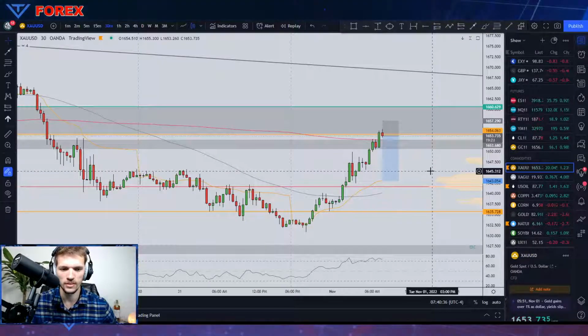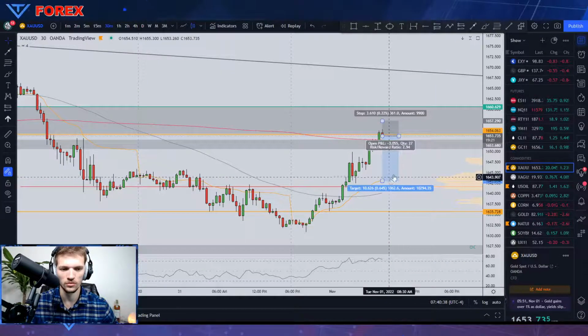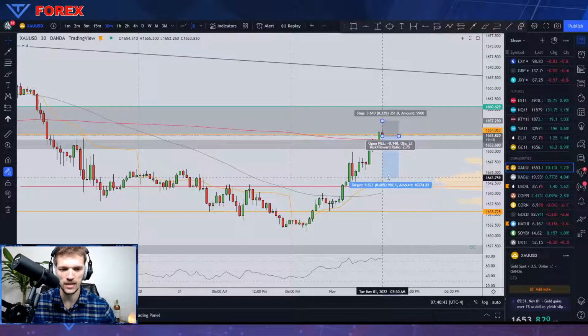I'm going to look for a deeper retracement on gold, around 80 to 100 pips, somewhere in this zone here.